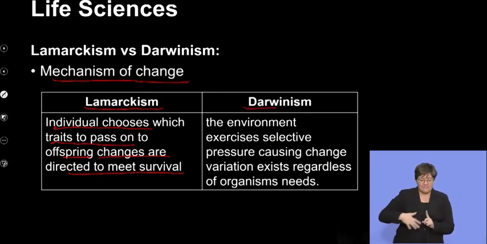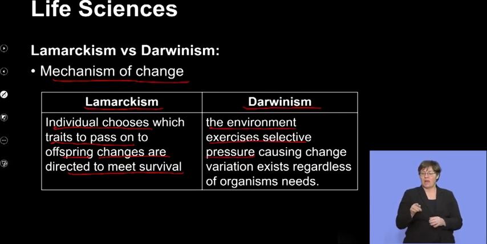Whereas in Darwinism, the environment exercises selective pressure. And remember when I went through Darwinism, we said that it's nature or the environment that brings about the factors that select. And that causes change in the population.